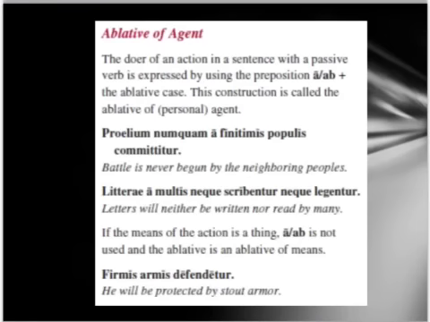The ablative of agent is often used with the passive voice. An agent comes from the word ago, meaning a doer. And so this is used with the preposition A or AB when you're dealing with a person or animal. If it's not a person or animal, generally the A or AB is not written. But the ablative of agent is the phrase that says who is doing the action. So for example, the battle is never begun by the neighboring people. So by the neighboring people would be the ablative of agent, and that's who is never beginning the battle.